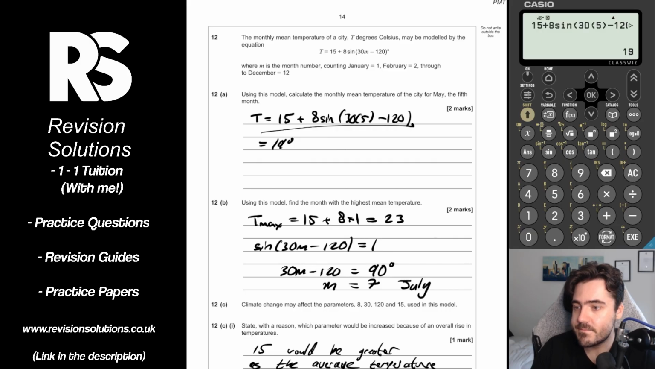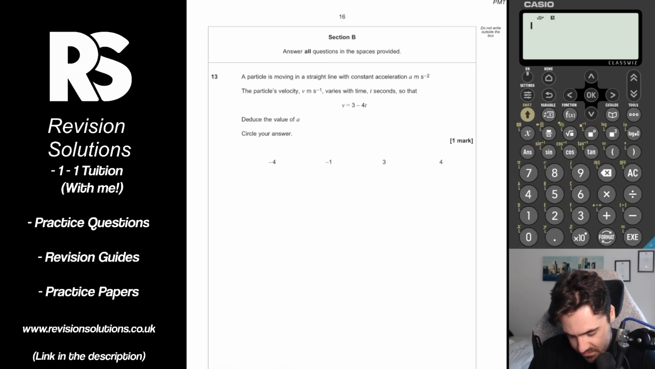So sorry about that. Moving on to question 13, it says a particle is moving in a straight line with constant acceleration a meters per second squared. The particle's velocity v meters per second varies with time t seconds, so that v equals 3 minus 4t. So it says deduce the value of a. Well, we can get the acceleration a by just differentiating, which would leave us with a equals minus 4. So the answer for that is just minus 4.